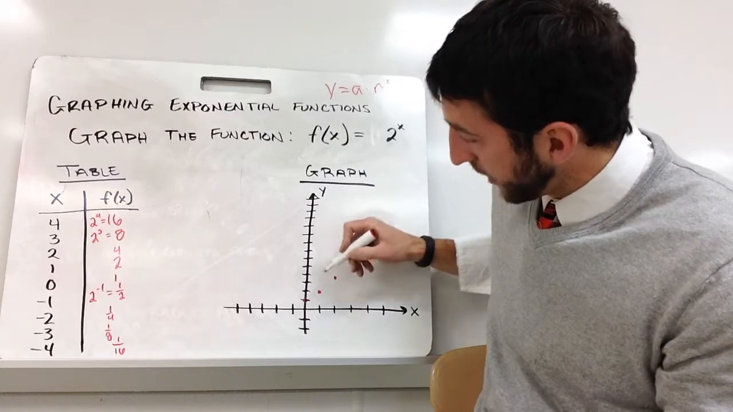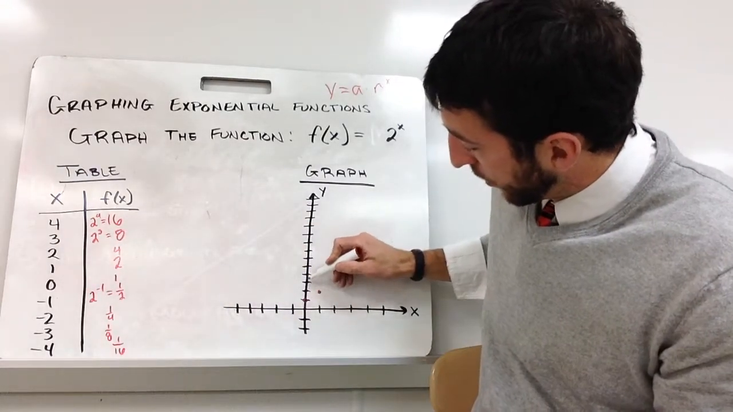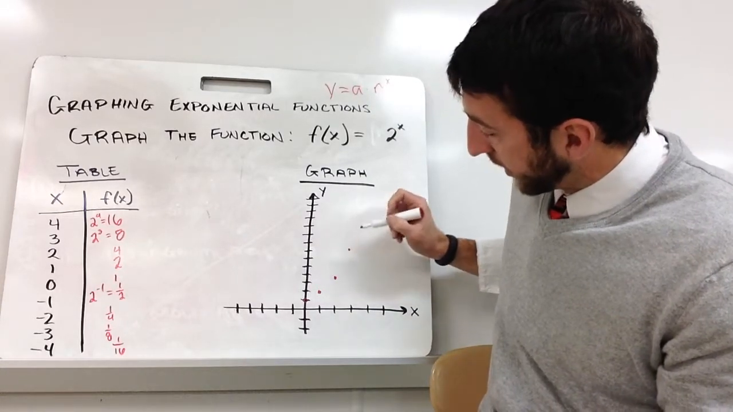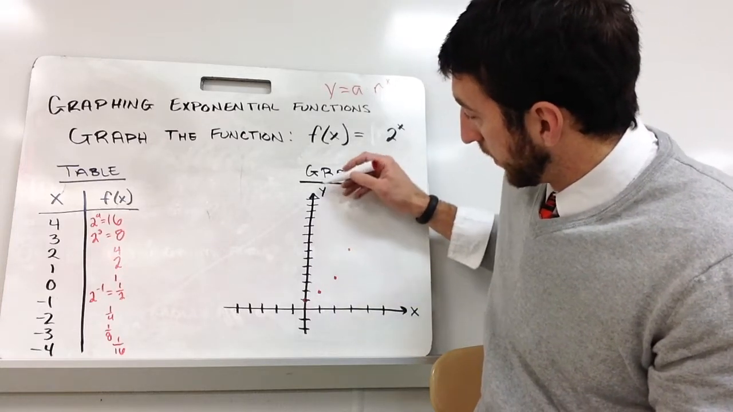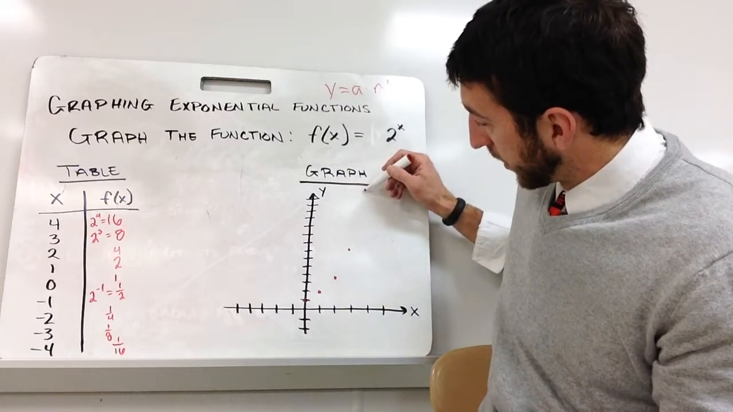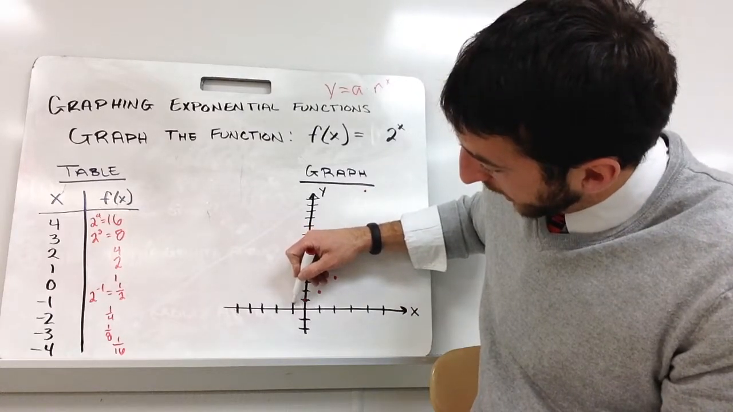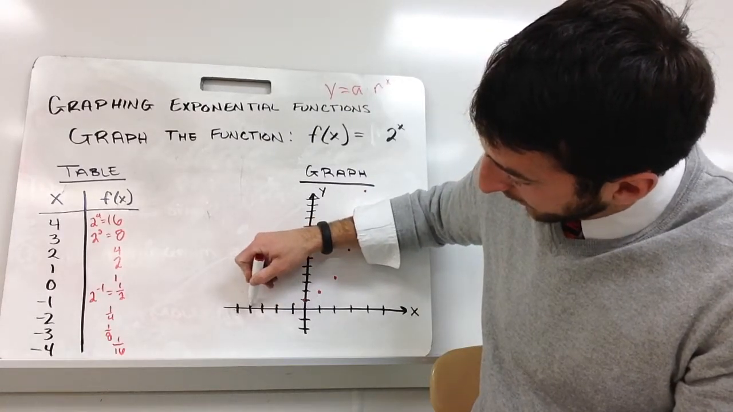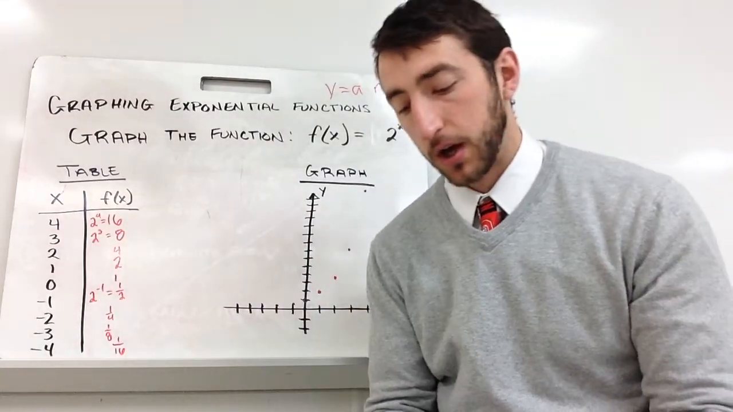And then I go 3, 8, about right there. And then 16 is like up here. So we'll make that point. And then this is like a negative 1, it's a half, and then a 4th, and then an 8th, and then a 16th. So if you notice, it gets really, really small, but it never actually touches 0.